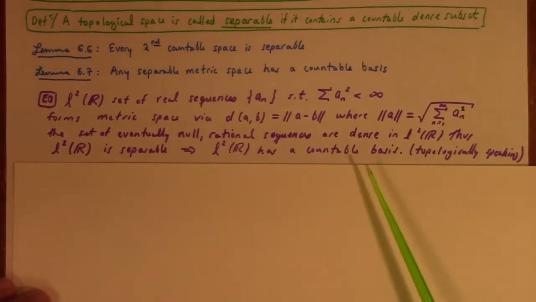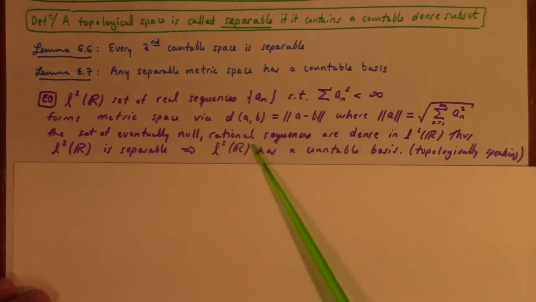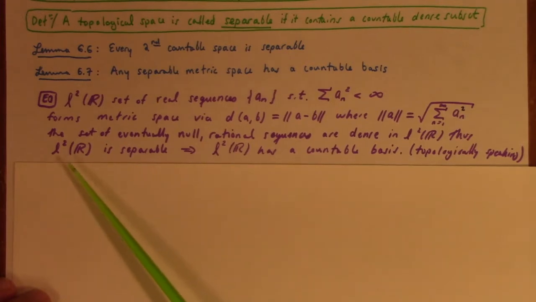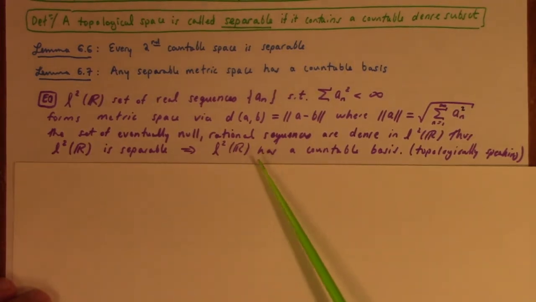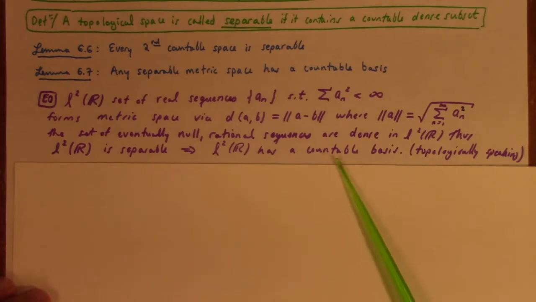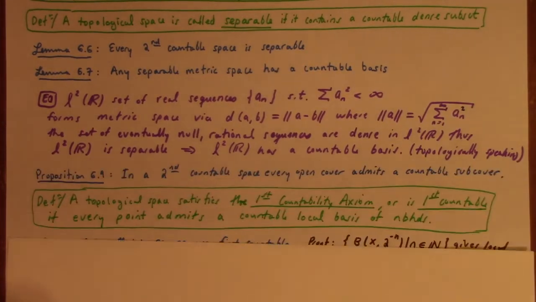Anyway, since it's rational, it's a countable dense set. That means that L2(R) is separable. And then if you believe Lemma 6.7, that implies that L2(R) has a countable basis. And of course, when I say basis, I'm talking topologically, all right?